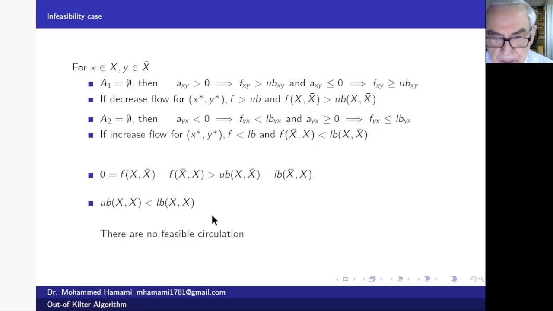Well, to prove it formally, let's assume that the problem has a feasible circulation. Let's call it f prime. Then we're going to have 0 equal to f prime of x to x bar minus f prime of x bar to x. And if it's feasible, the flow should be less or equal to the upper bound, and the reverse arc should be greater or equal to the lower bound. So we will have this relation, but here it will be less or equal to. Then we get UB of x x bar greater or equal to the lower bound of x bar x, and that contradicts this statement here. So the problem has no feasible circulation.